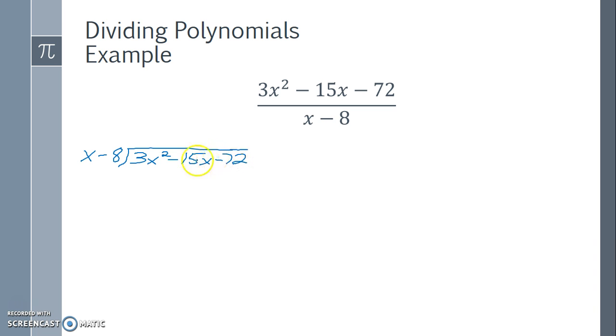Okay, so now we need to ask ourselves, how many times does x go into 3x squared? Okay, so in order to get x to 3x squared, I need to multiply it by 3, and I need another x to get the square, so I multiply it by 3x. Okay, so I'm going to put that above the 15x since they're like terms. Okay, so then I go through and I'm going to multiply my x minus 8 here by 3x. So 3x times x is 3x squared. Then 3x times negative 8 is negative 24x.